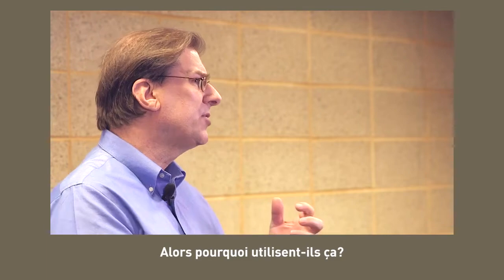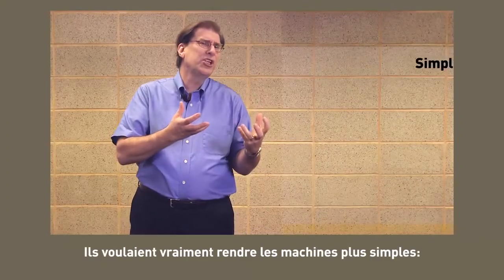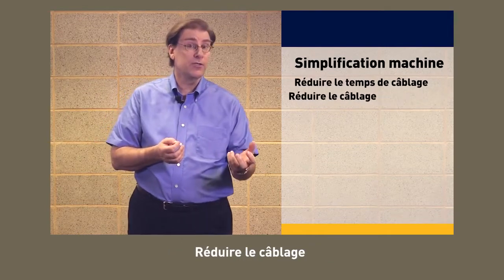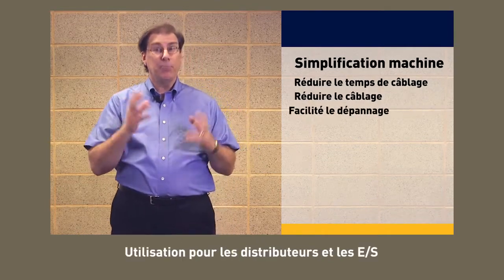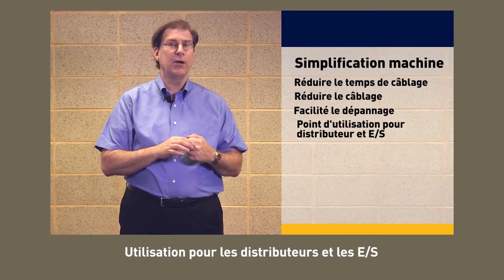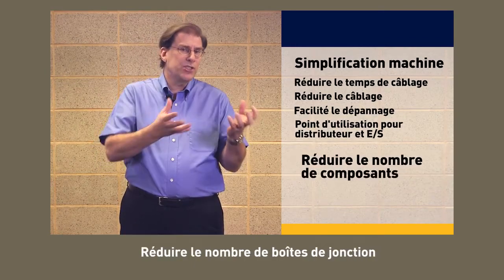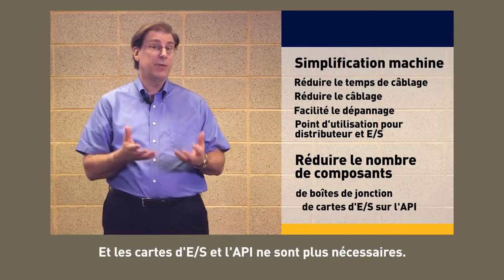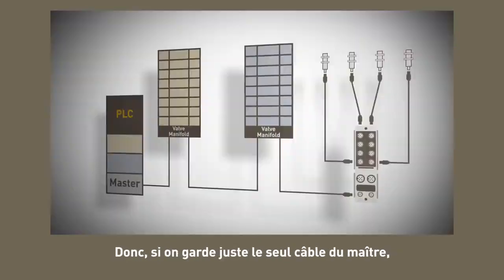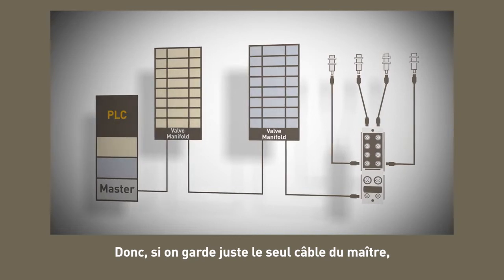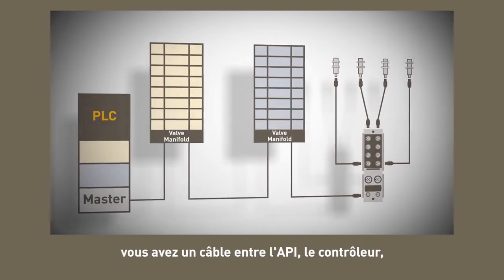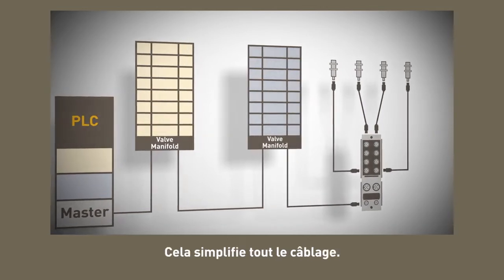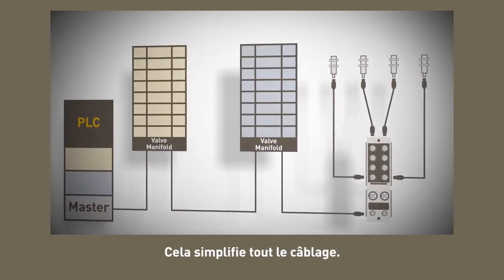So why do they use this? They wanted to really make the machine simpler, reduce the wiring time, reduce the amount of wires, ease troubleshooting, and point of use for the manifold and I/O. It reduced the junction boxes because now you have a single cable, and the I/O cards in the PLC are no longer needed. So if we look at just a single wire off of a master, you have one cable between the PLC, the controller, the valves, and the sensor. Again, it simplifies all the wiring.